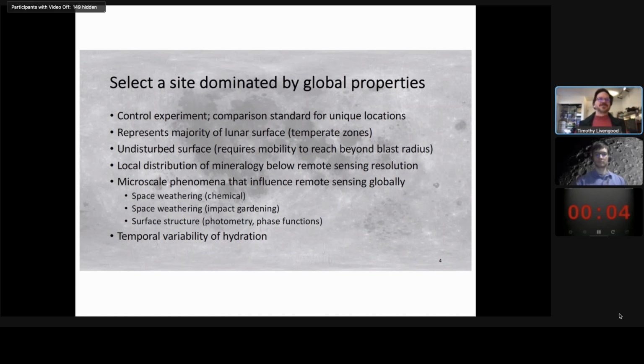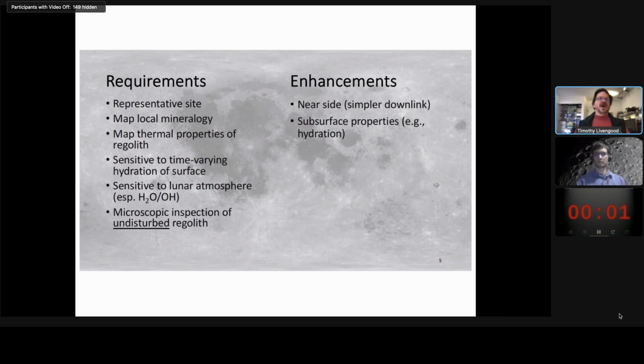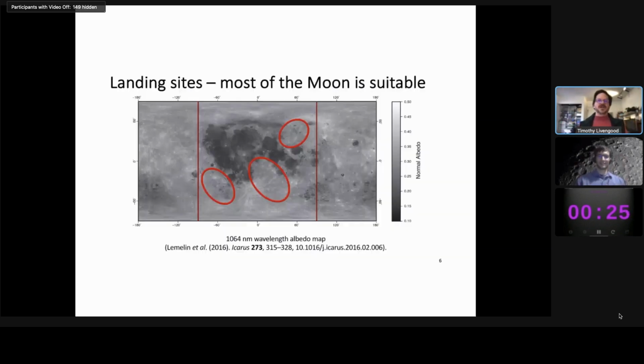Next slide, please. And to do that, you need a representative site. You need to be able to map mineralogy. You need a microscope, and that means you need mobility to get outside the region that you've just damaged with a rocket motor, preferably on the near side, because that makes downlink simple, and preferably with a capability to examine the subsurface too. But that is, again, not quite as critical. And I'm out of time. Next slide for my pretty picture at the end. There we go.